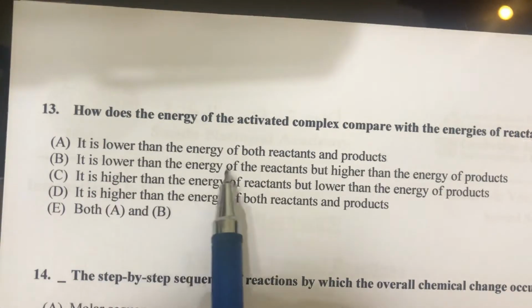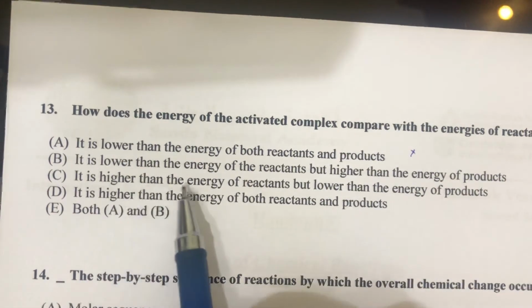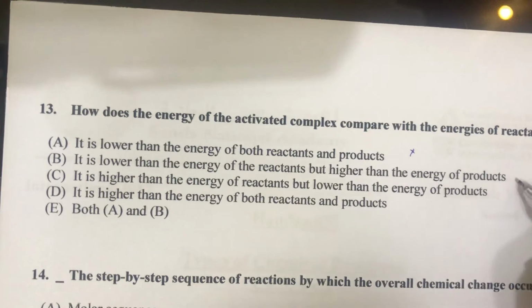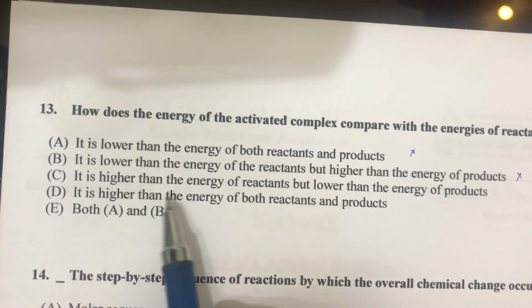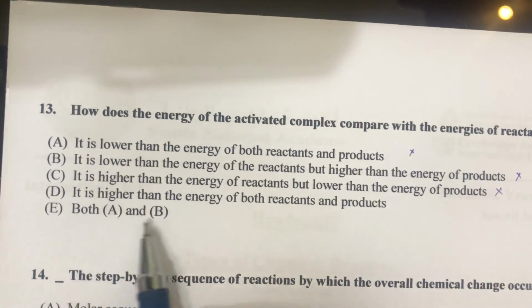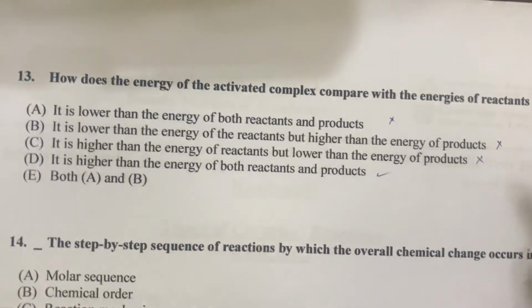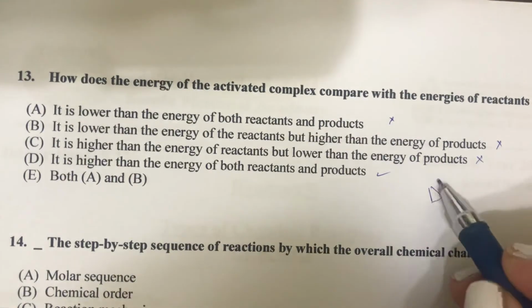It's lower than the energy of both reactants and product. No. It's lower than the energy of reactants but higher than the energy of a product. It's higher than the energy of reactants but lower than the energy of products. No, it's higher than the energy of both reactants and product. So the correct answer is D.